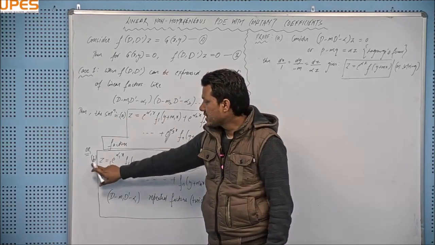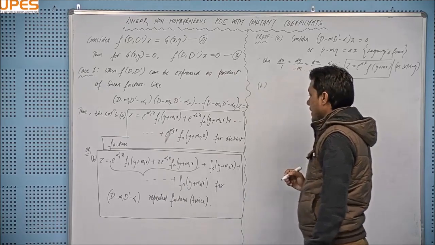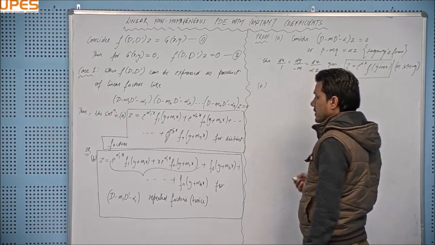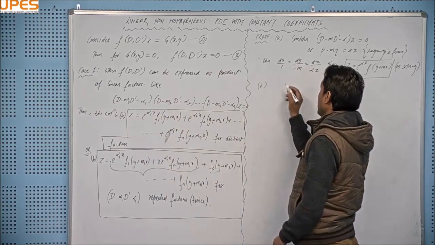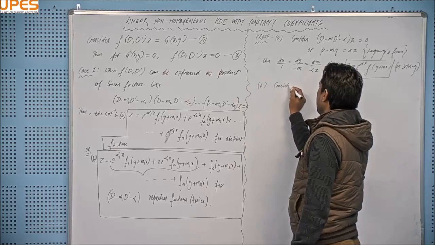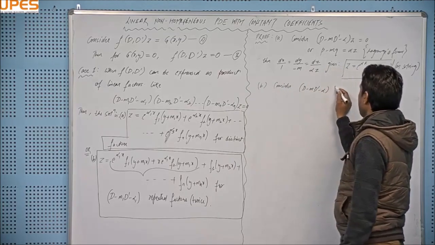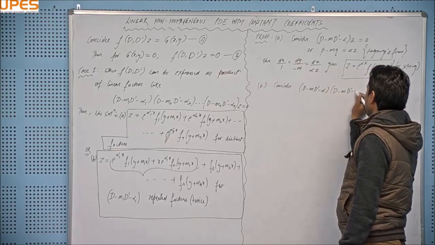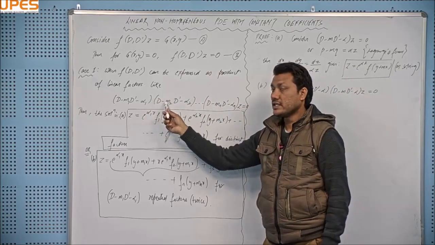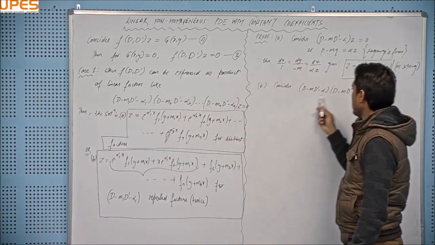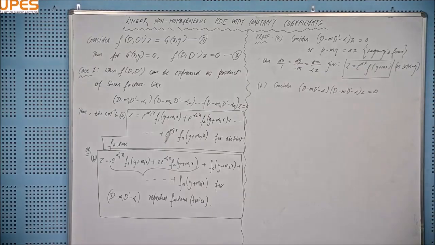Now considering case B for repeated factors, to prove this, I have to take a factor repeated twice. Means I have to consider a differential equation of this form: D minus m D dash minus alpha, squared. Means this factor will be appearing twice here. I have taken it particularly for a factor repeating twice only.